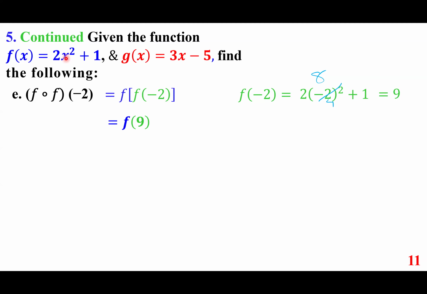So plug in here 2 times 9 squared plus 1. 9 squared is 81. 2 times 81, 162. Plus 1, 163.